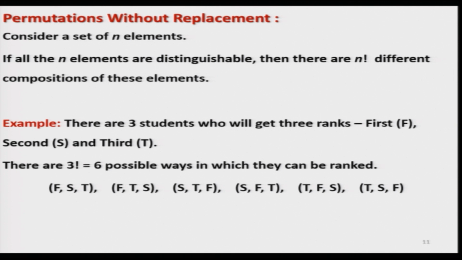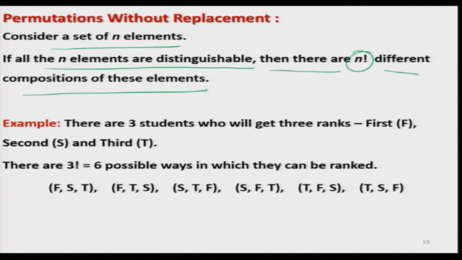Now, let us try to take an example, right. But before that, what is the meaning of this sentence that n elements are distinguishable? So, consider a set of small n elements. If all the n elements are distinguishable, then there are going to be factorial n different compositions of these elements, right. For example, if there are 3 students who will get 3 ranks, first, second and third, what are the different possible ways in which they can get these ranks?